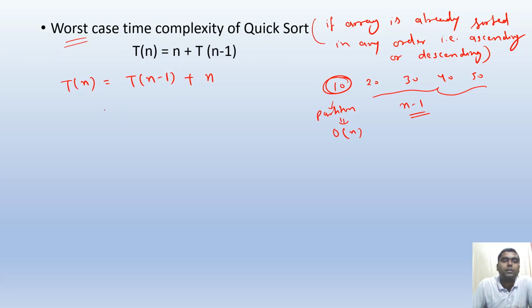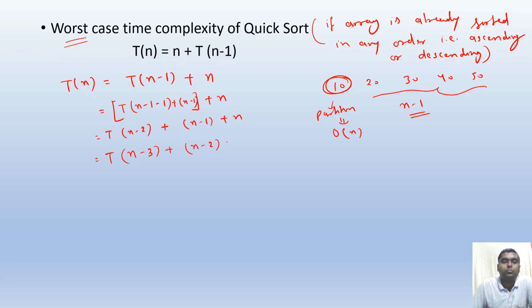So now solve this particular recurrence relation. This can be solved by the substitution method. So just put the value here, plus n. So what will be the value? If you put n minus 1 in place of n, this will be n minus 1 and plus this, in place of n minus 1. So finally this will be t of n minus 2 plus n minus 1 and plus n. Next time if you put, what will come here? t of n minus 3 and plus n minus 2 and plus n minus 1 and plus n.